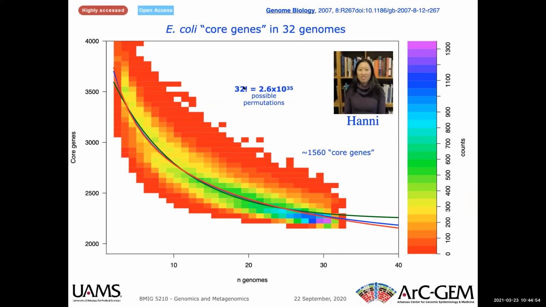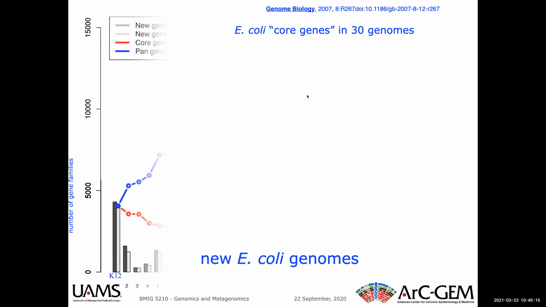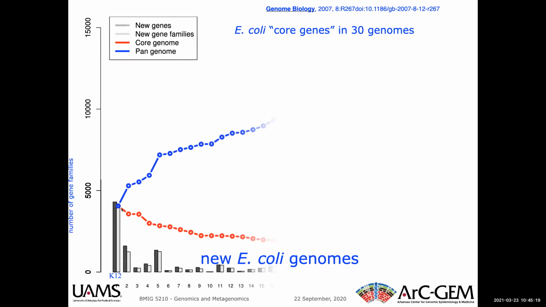And if you look at the way that Tedlin did it, you have 32 factorial. So that's 2.6 times 10 to the 35th possible permutations. That's a very, very big number. So that's not really going to be that helpful. So what we can do is, this is looking at 30 genomes, and over time we add more genomes.